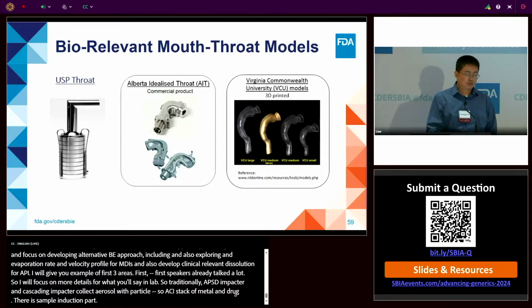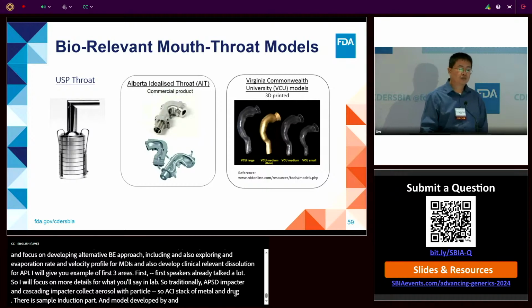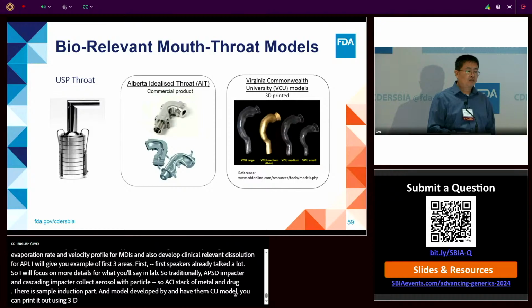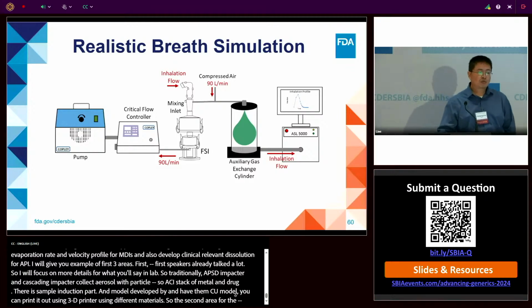So the first area to improve is to develop realistic mouth-throat models, as the previous speaker mentioned, using bio-relevant mouth-throat models, such as the commercially available Alberta Idealized Throat, short as AIT, or models developed by Virginia Commonwealth University, VCU. And the VCU models' 3D profile is available online. You can print it out using 3D printers with different materials. So the second area for realistic APSD testing is to utilize realistic breath simulation.